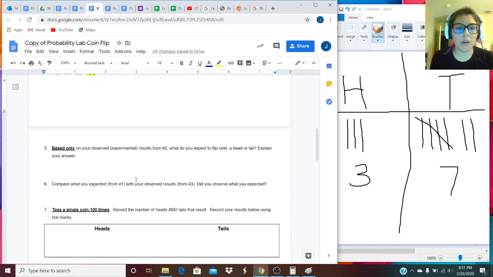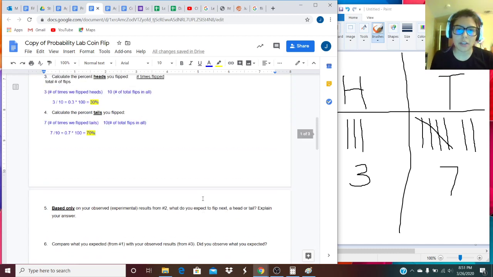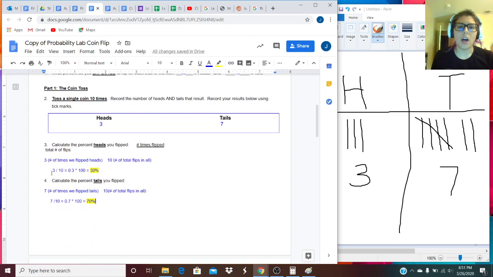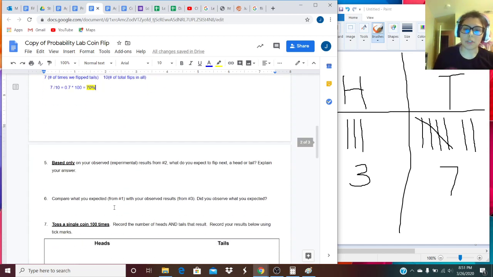Number 6, compare what you expect from number 1 with observed results from number 3. Did you observe what you expected? So basically, did our data support our hypothesis, our expectations? We had said that 60% would be heads and 40% would be tails. Well, obviously, that is not what I got for my data. I got 30% for heads and 70% for tails.